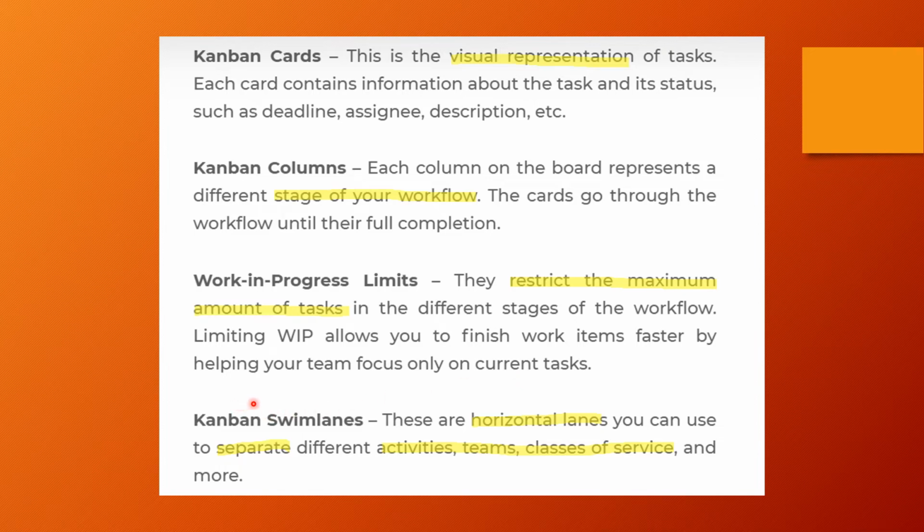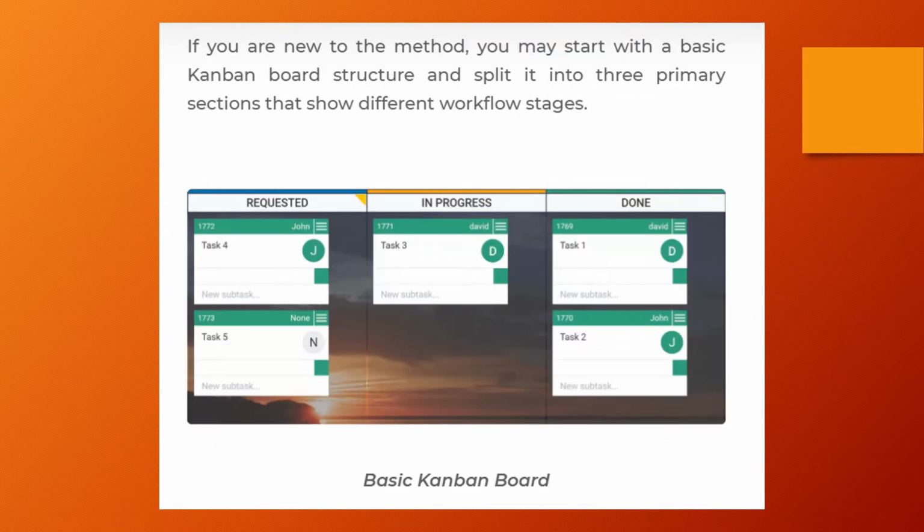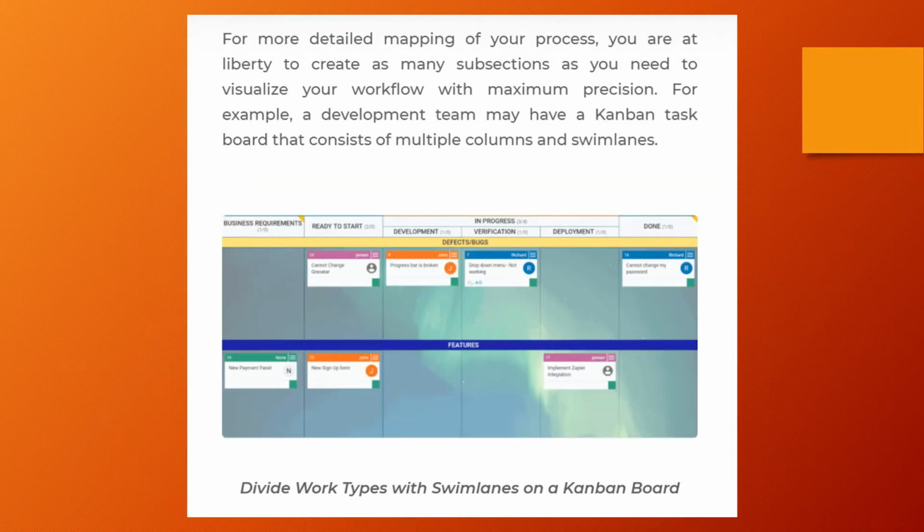right? Kanban swimlanes are horizontal lanes you can use to separate different activities, teams, and classes of service, right? If you want to categorize and separate different activities, teams, and classes of service, you can use that. We will see some examples as well. This is the basic Kanban board. If you are new to Kanban, if you want to start a basic Kanban board, you can start with that. Requested is one column, in progress is the second column, and done is the third column. So, a very simple, basic Kanban board.